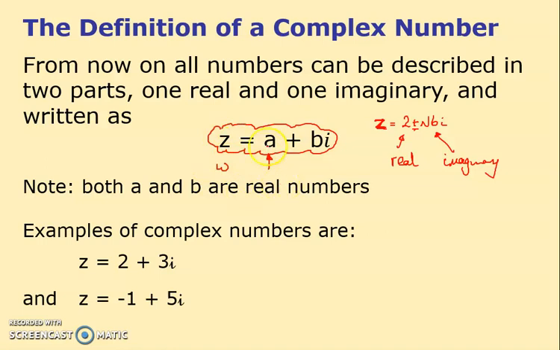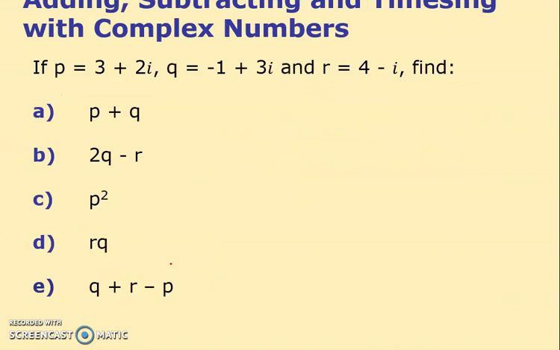So both a and b are real numbers. That's the definition of this. You can't have a complex number within a complex number. So typically you might get 2 plus 3i, or minus 1 plus 5i. These are both complex numbers, and we define a complex number then to be a real part and an imaginary part. So what happens if you try to add them, or take them away, or times them, I suppose?